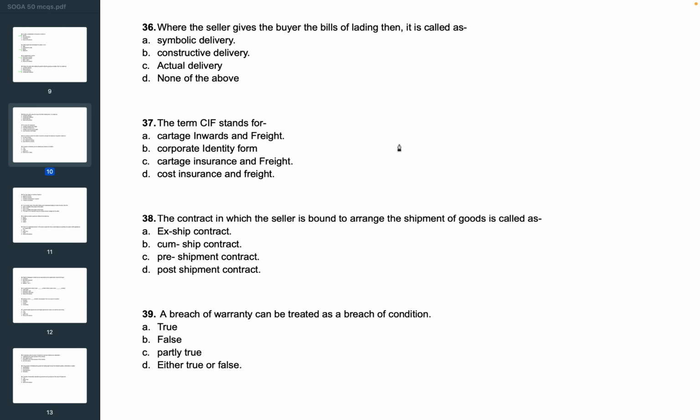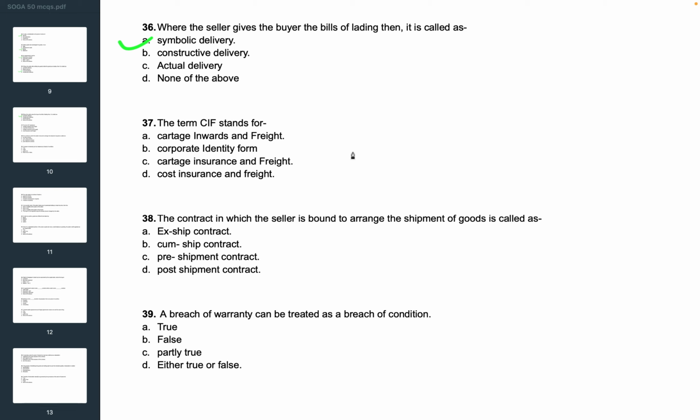Next question. Where the seller gives the buyer the bills of lading, then it is called as A. Symbolic delivery, B. Constructive delivery, C. Actual delivery, D. None of the above. The correct answer is A. Symbolic delivery.